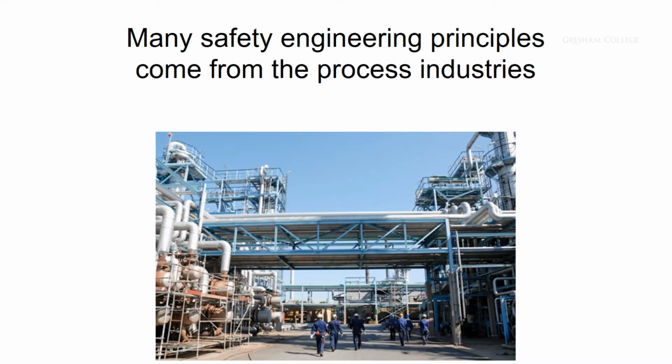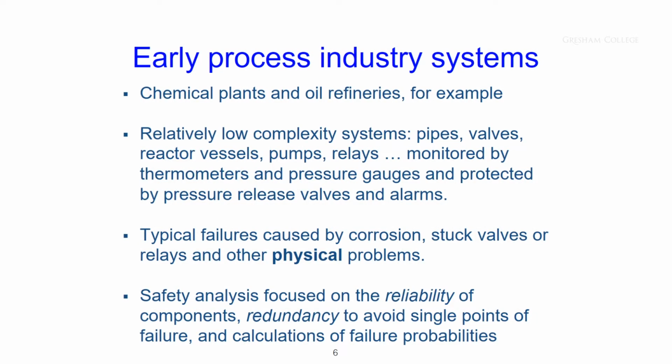Now, safety engineering really grew out of the process industries, and that looks reasonably complex. It's just a bit of a refinery, but they're relatively simple systems compared with a significant software system. You know, a set of pipes and valves, reactor vessels, relays, temperature gauges, some level of control, which increasingly now will be software control, but could just be a manual control room, somebody looking at the various alerts, the various gauges, reacting to the alarms, and so on.